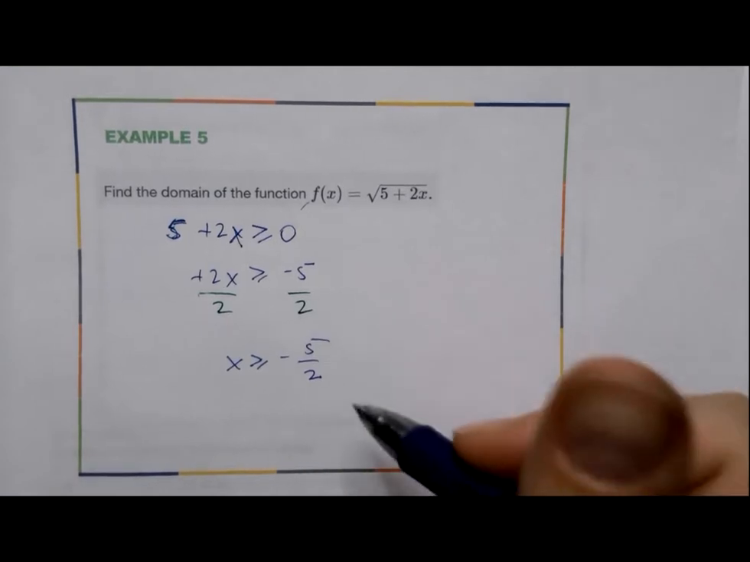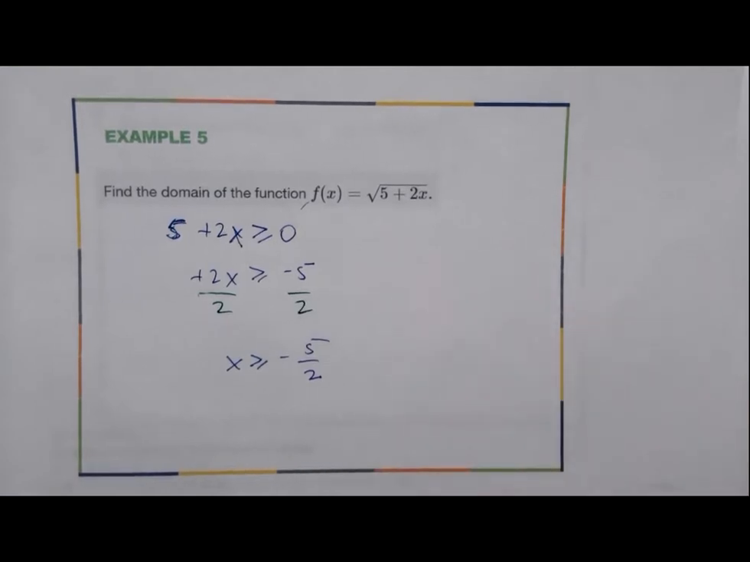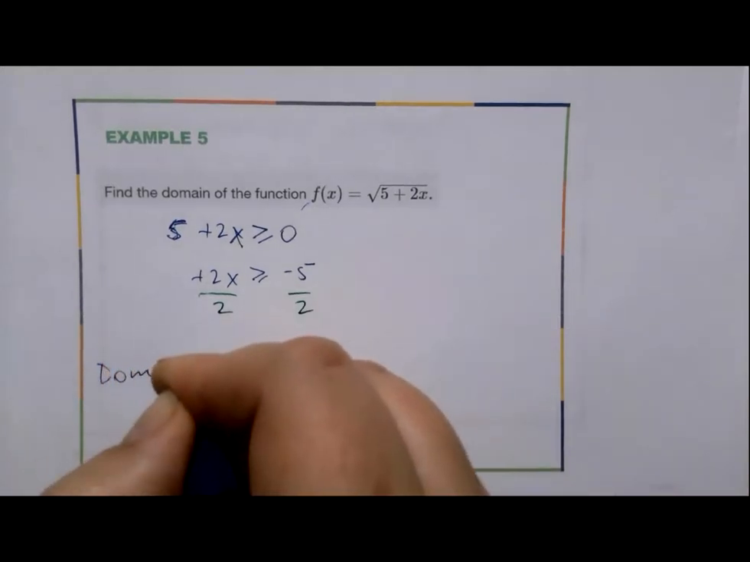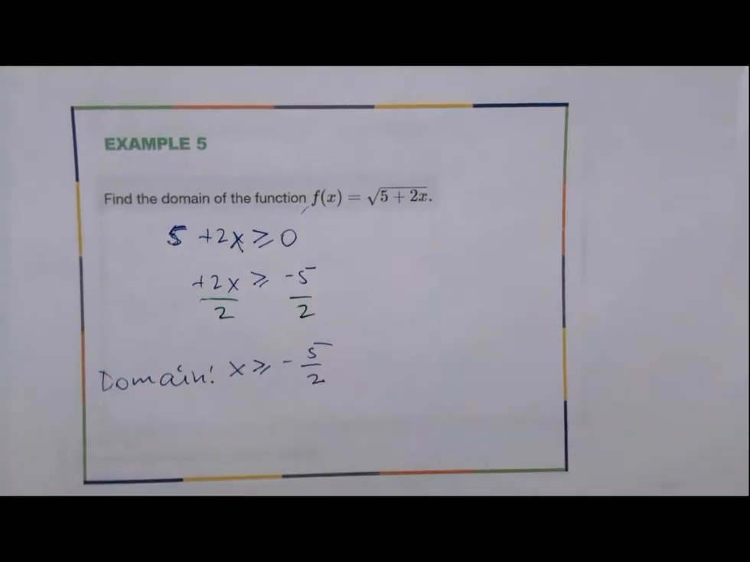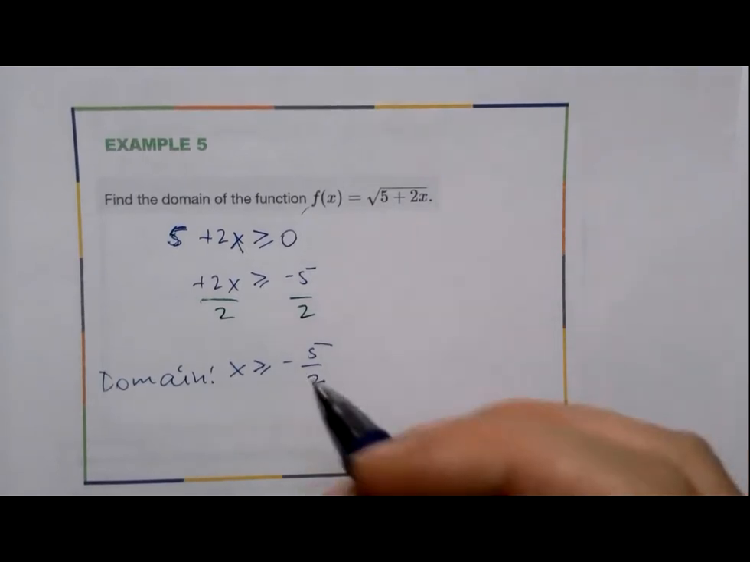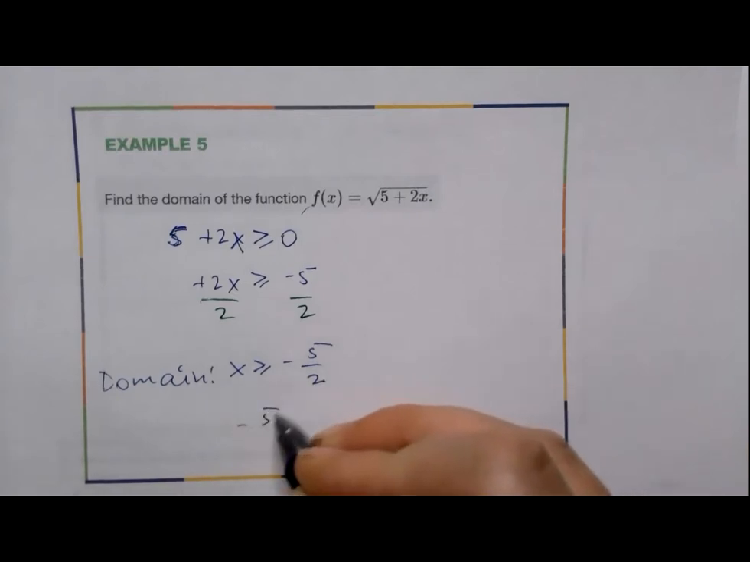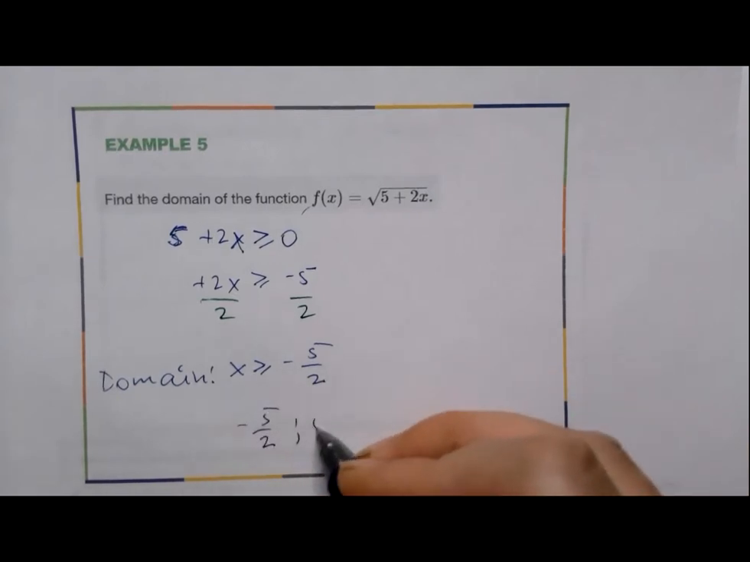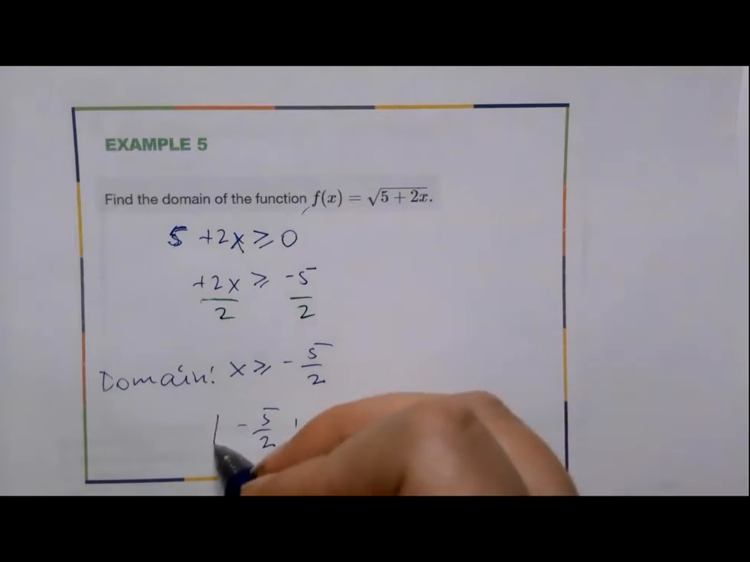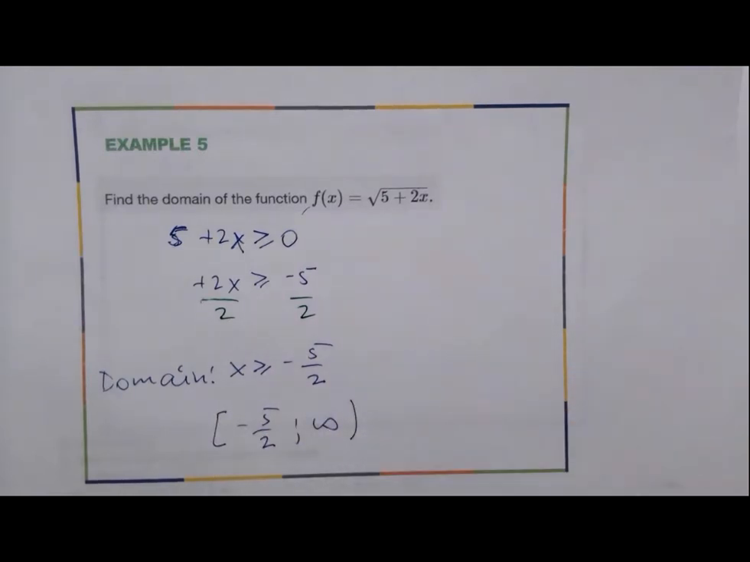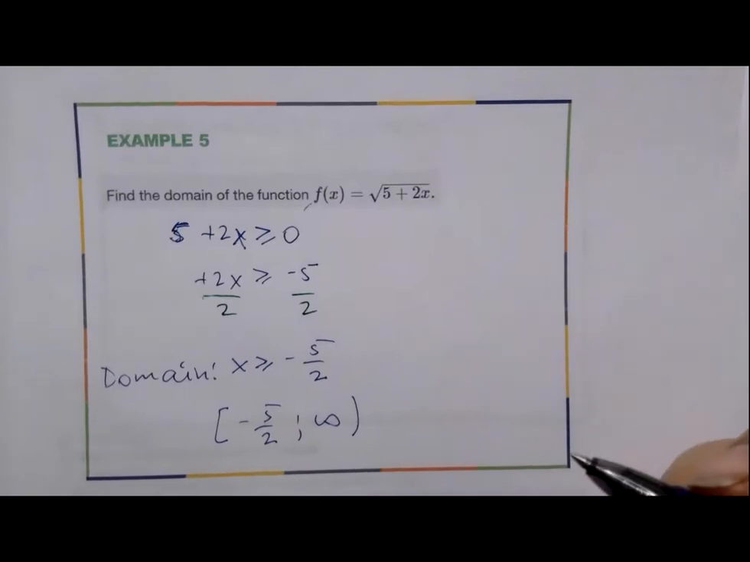So this is our answer in inequality form. This is our domain, right? So x is such that x is greater than or equal to -5/2. And in interval notation, that would be from -5/2 to positive infinity, including -5/2 and not including infinity. So this is what it's going to look like.